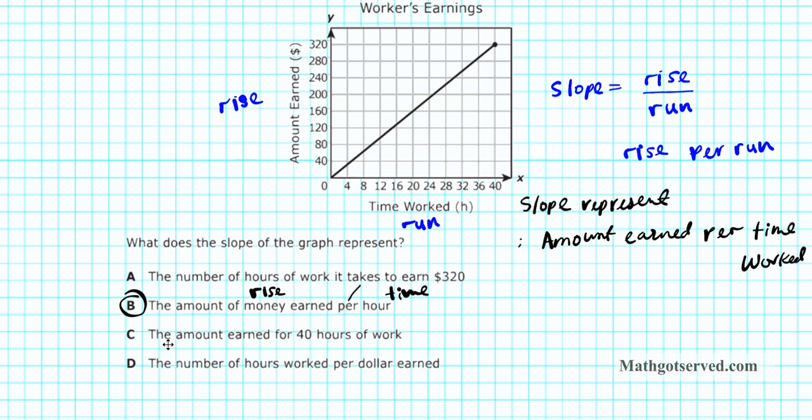Okay, this says amount of money earned for 40 hours of work. This is a point. 40 hours of work, you earn $320. That's not the slope. That's evaluating the function at a particular time. Okay, and then this one says number of hours worked per dollar earned. This is the reciprocal. That's totally wrong. Okay, so remember it's rise over run. The measure on the y divided by the measure on the x is the significance or the unit of our slope. All right, so our answer is option letter B.